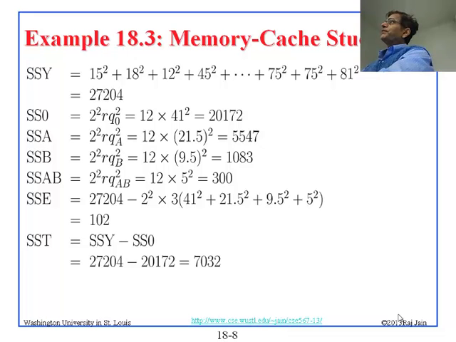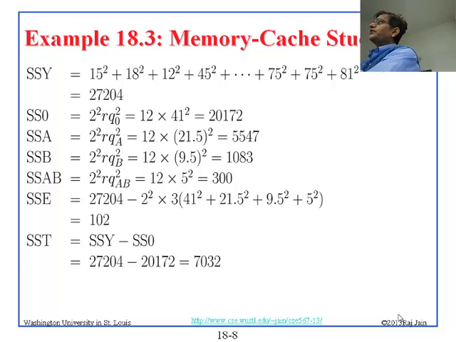So let's see. SSY is 27,000. SS0, basically it was y bar squared kind of thing, is 20,000. So the total variation is the difference of these two. SST is SSY minus SS0, which is 7,000. So the total variation in y is 7,032.